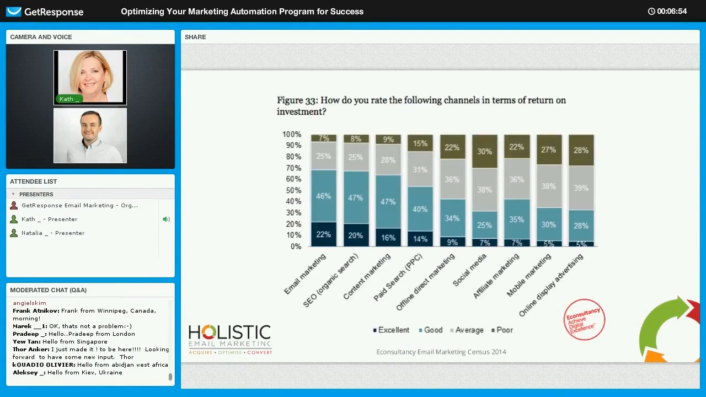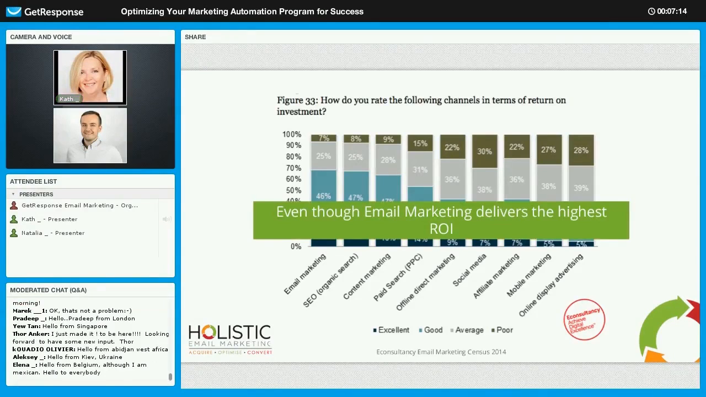Now, the next question they asked, how do you rate the following channels in terms of return on investment? This is a different study altogether. This is their email marketing census. And the interesting factor is that year on year, email will either deliver the highest return on investment according to this survey or the second highest. So even though email is the easiest channel to be testing and it delivers the highest return on investment, we are still not putting the energy, the effort, the budget, the resources into testing our emails.